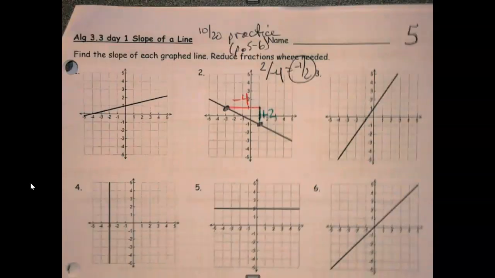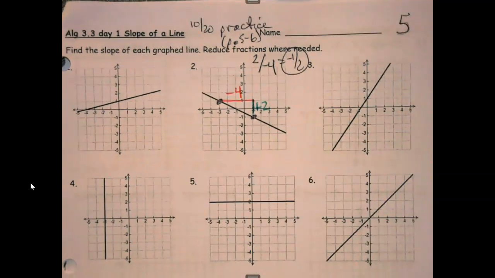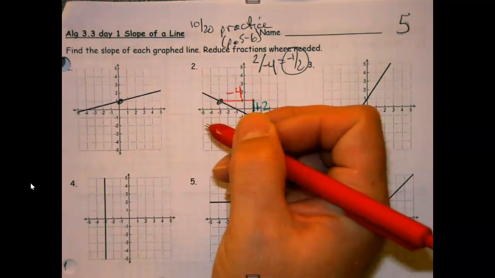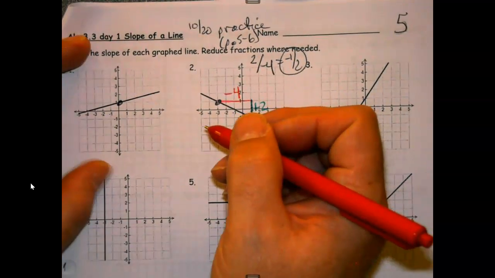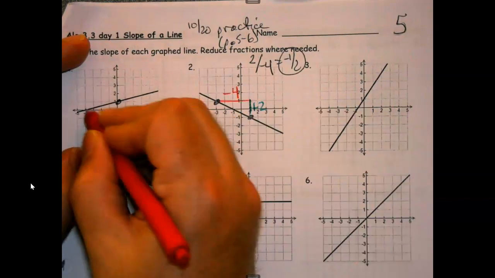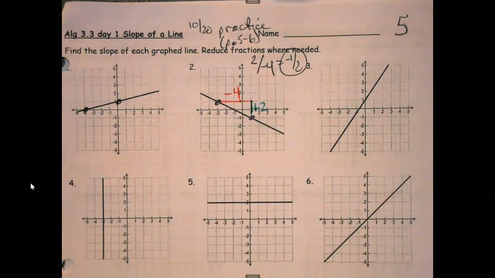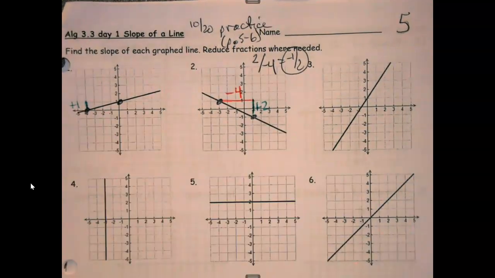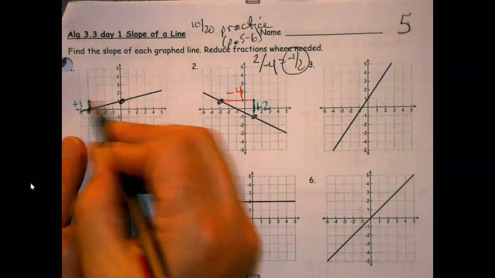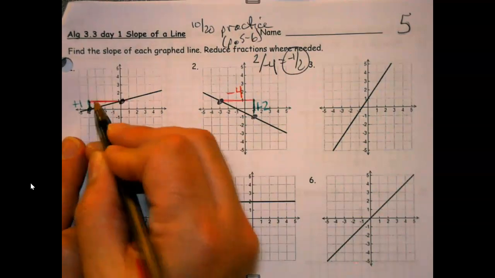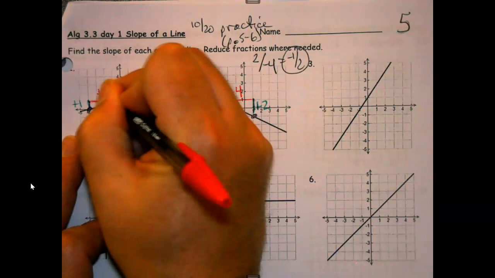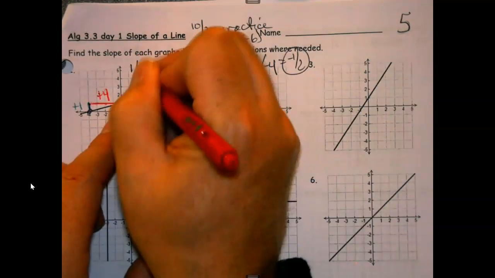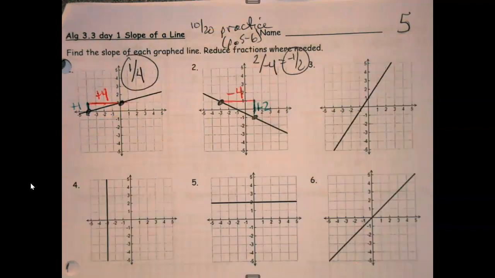Might as well do number 1 too if I'm right there. So I look at that one, and I'm like, all right, let's see. That looks like it's going through. That one's going through. That one's a little tricky. Up 1. 1, 2, 3, 4. Everything's positive this time. 1/4. That doesn't reduce anymore.